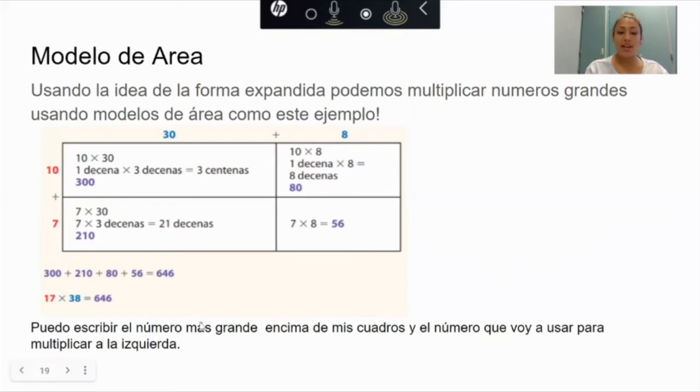Recuérdense que puedo escribir el número más grande encima de mis cuadros o mi rectángulo grande y el número que voy a usar para multiplicar a la izquierda. Toma un momento para terminar sus notas. Pueden decir listos cuando están listos. ¿Escuchó listos? Seguimos.